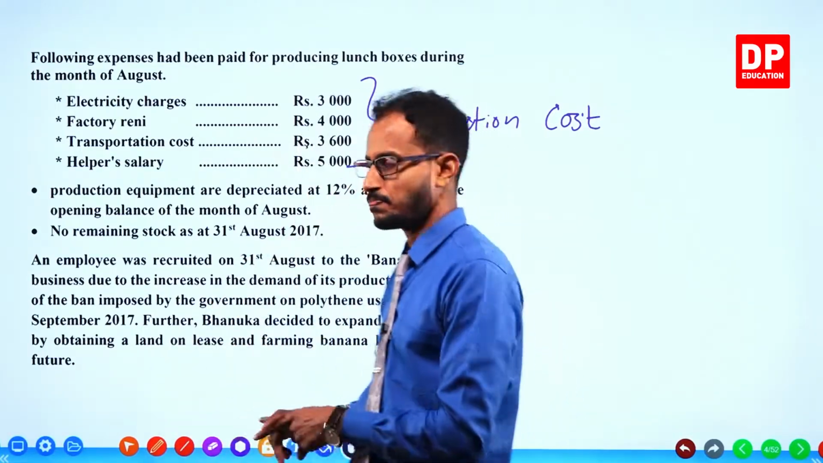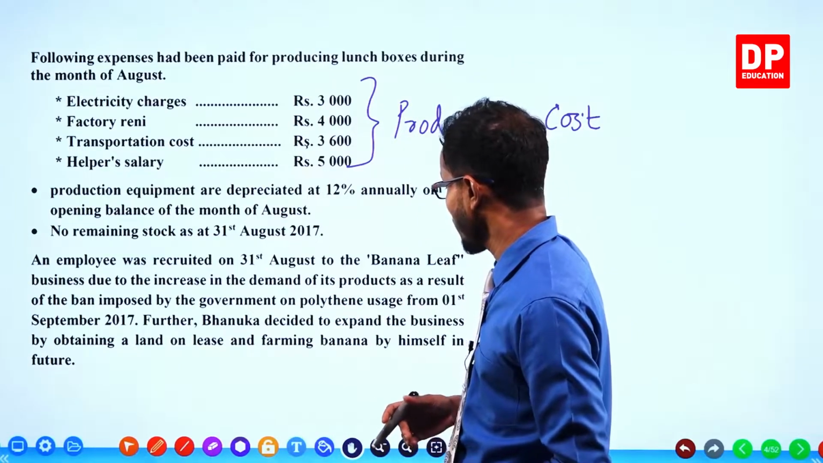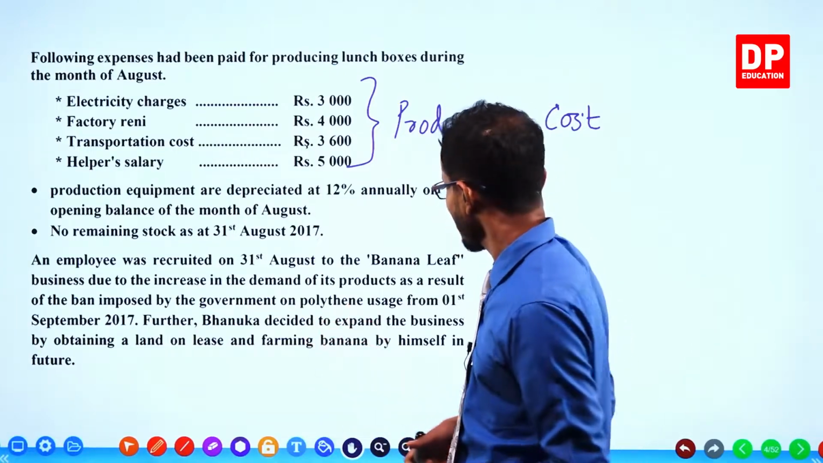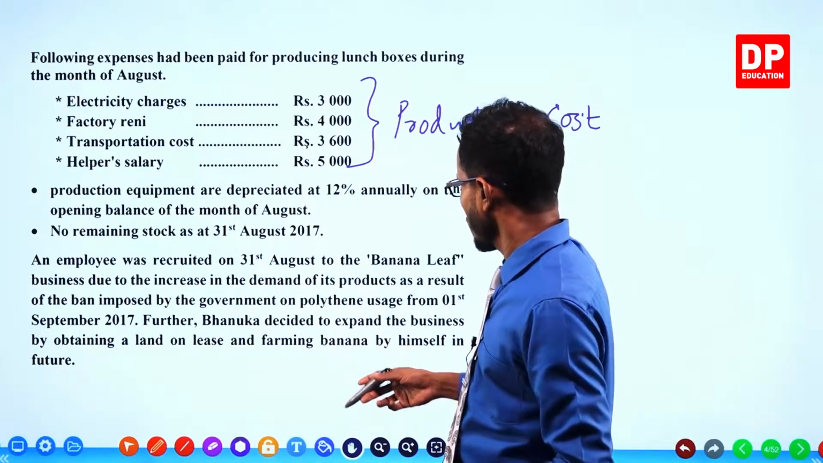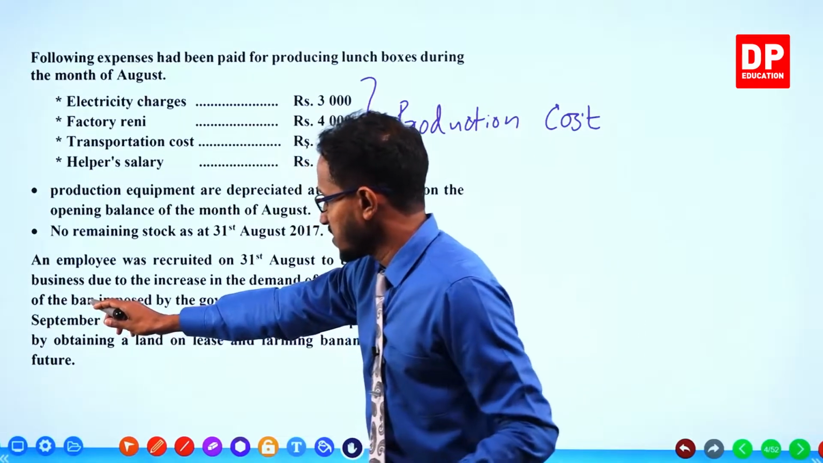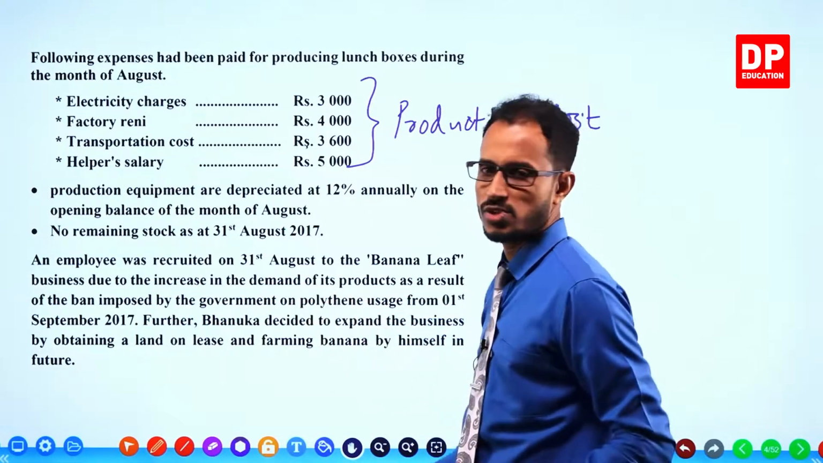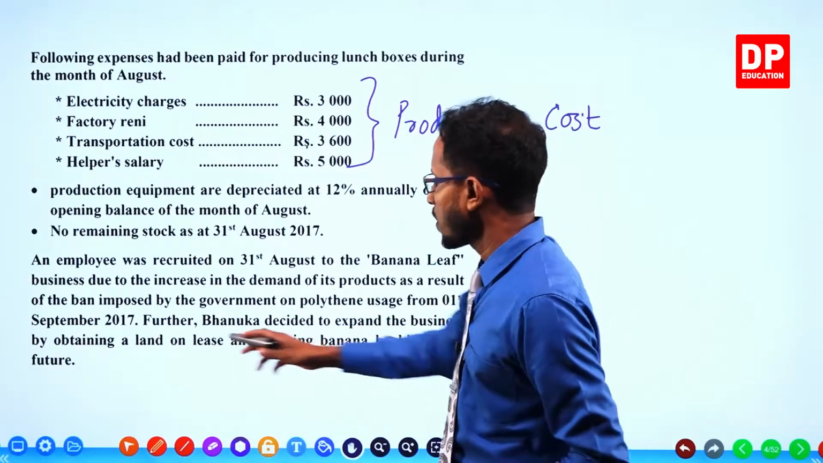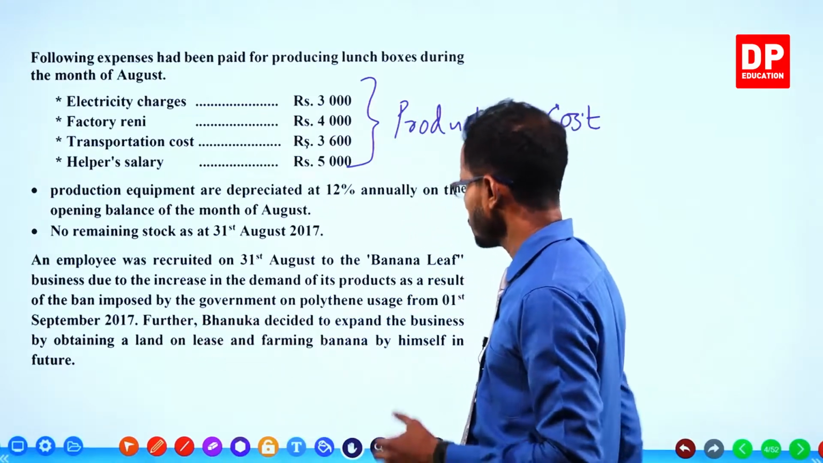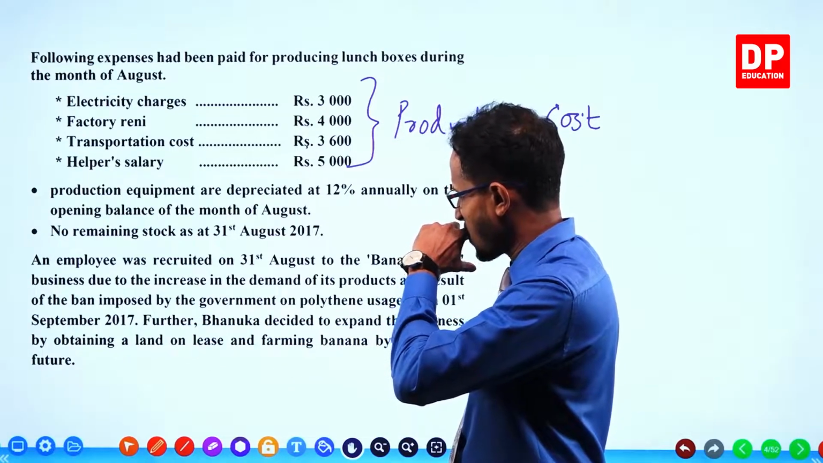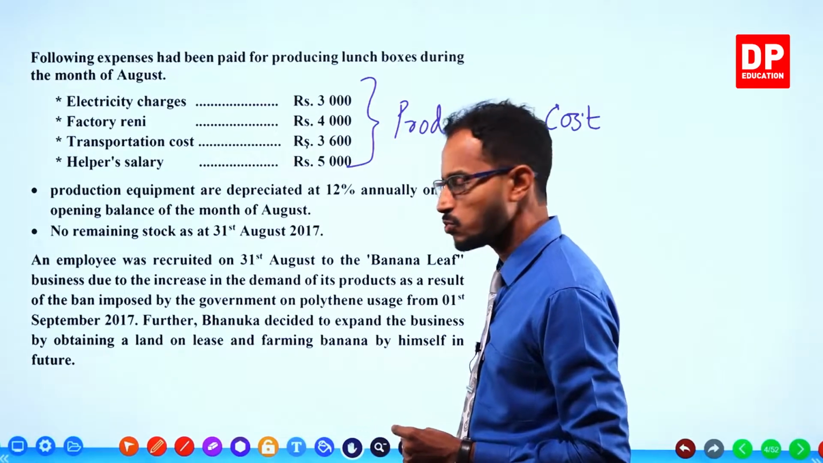Bhanuka's product. So that is a great opportunity for Bhanuka, because he's making 100% natural lunch boxes. That is why the increase in demand happened for the product. The reason is the ban on polythene usage imposed by the government. Further, Bhanuka decided to expand the business, obtaining a land on lease. That seems like a management function too.